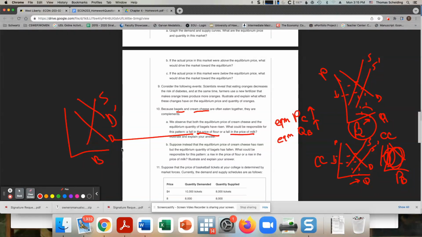In the bagel market, the demand curve would shift out because more people have to buy more of it because the cream cheese is becoming more expensive. So it's really got to be the price of flour issue that's going to drive a good deal of this.